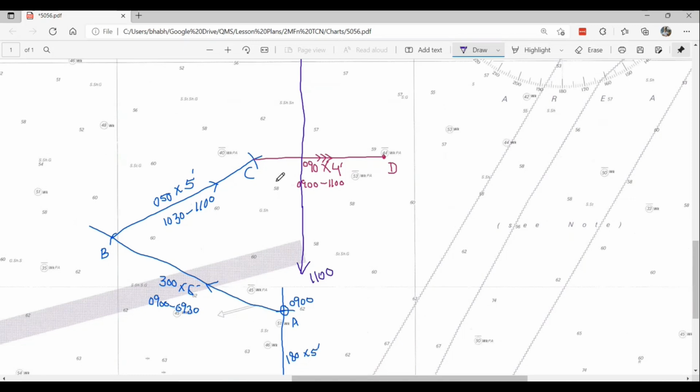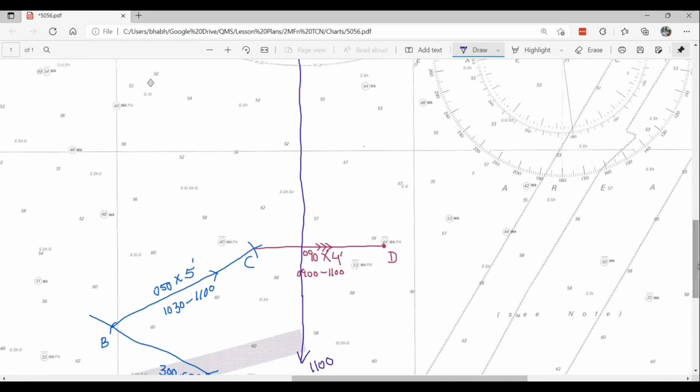Now we don't know what course we steered in that interval 930 to 1030, but what we know is that at 930 the vessel's speed was 10 knots. So from 9:30 to 10:30 the total distance we covered is 10 nautical miles. We have covered a distance of 10 miles.